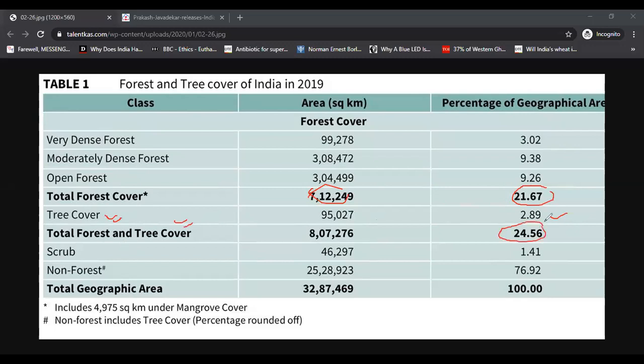So whoever is saying 21.67%, they are also correct. Whoever is saying 24.56%, they are also correct. The only difference is that the person saying 24.56 has included the tree cover also, while the total forest cover includes the mangrove cover, and that's it. Apart from that, you don't need to remember other figures like very dense forest or moderately dense forest. But you need to understand the difference between total forest cover and total forest and tree cover. We have seen the scenario of total forest cover, 1 square kilometer, 10% canopy density, and all those things. Fine. Now let's move on and see some more.